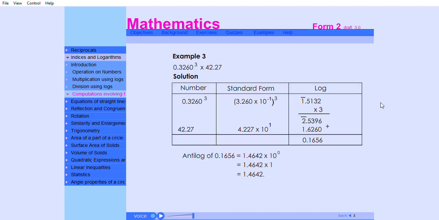Example 3. 0.326 to the power of 3 multiplied by 42.27. Solution. Number 0.326. Standard form: 3.26 multiplied by 10 to the power of -1. Log: bar 1.5131 multiplied by 3.